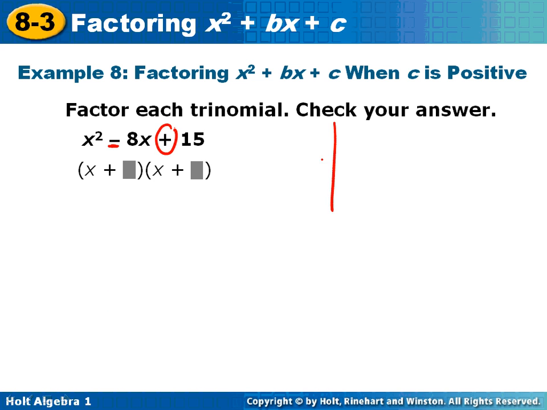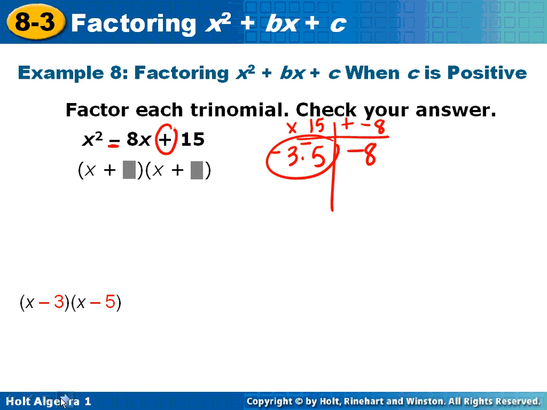Okay, so I'm going to make a table. I have to multiply to get 15 and add to get negative 8. Okay, so how about 15? The first thing I think of is 3 times 5. Now that does multiply to give me 15, but it does not add to give me negative 8. The only way that's going to happen is if both of these numbers are negative. Negative 3 and negative 5 is negative 8. So those are the numbers that I'm going to fill in. x minus 3 and x minus 5.